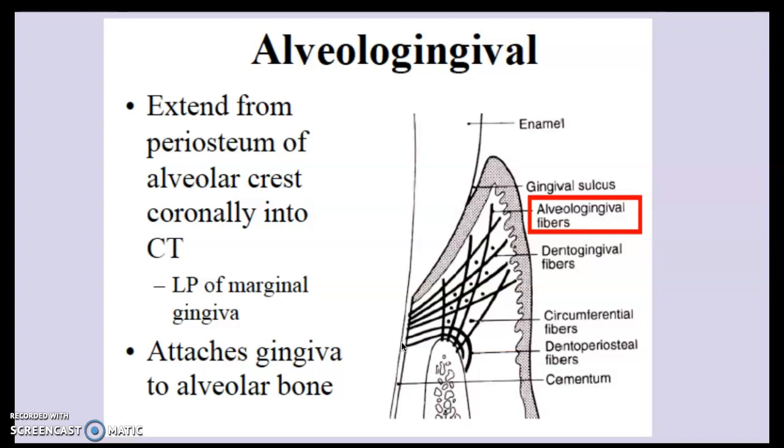Okay, alveologingiva. So this extends from the periosteum of the alveolar crest coronally into the connective tissue, again, lamina propria of the marginal gingiva, and attaches the gingiva to the alveolar bone. So alveolar bone, gingiva. Attaches gingiva to the alveolar bone.